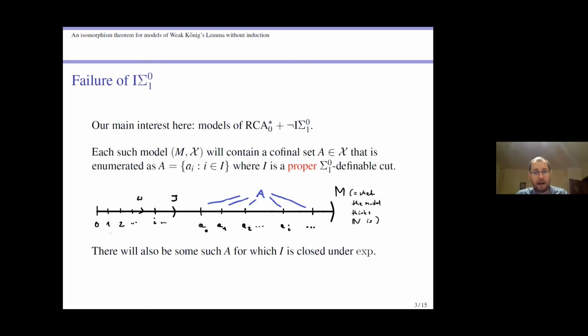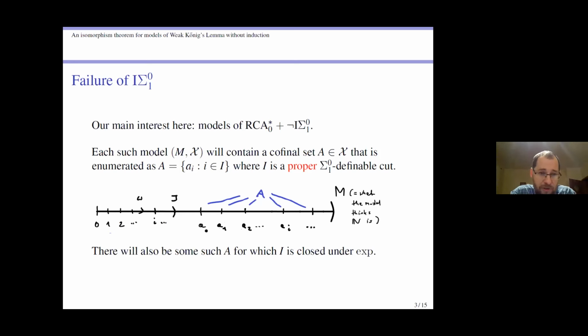So our main interest in this talk will be models of this weaker theory, RC0 star, that aren't models of the stronger theory. They're not models of RC0. So they don't satisfy sigma 0 1 induction.